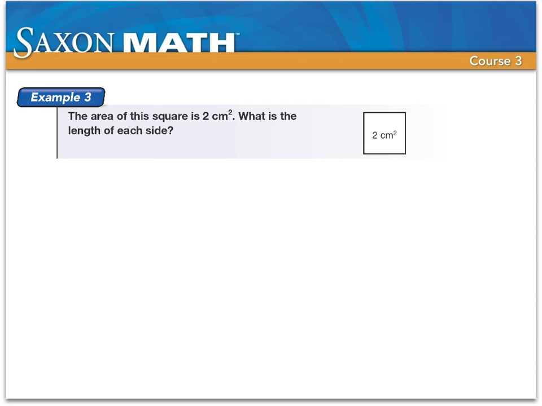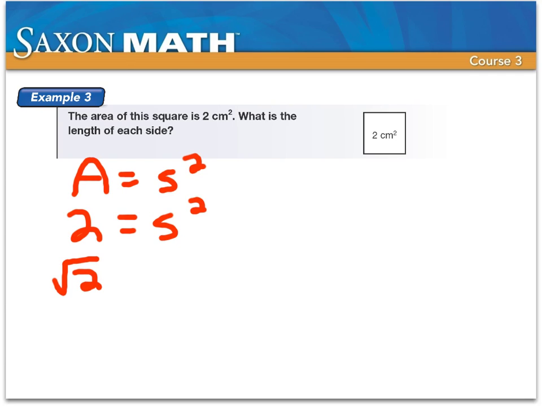So remember, the area of a square is area equals side squared. Well, we know our area is 2 centimeters squared. Because the side is squared, that means the side times itself. We have to take the square root of 2 to give us what our side is. So now I have to think, what times itself gives me 2? Well, I don't know that answer. So square root of 2 is a perfectly acceptable answer. It says what's the length of each side? Each side is the square root of 2 centimeters.